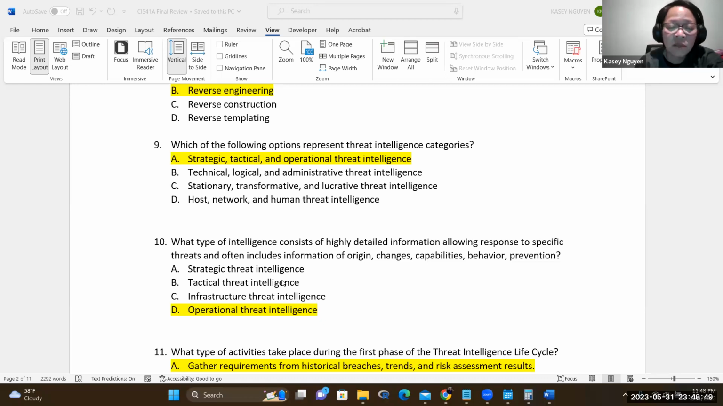And what are some of the prevention measures? So operational threat intelligence really gives us the overall look on what threat exists in our infrastructure, along with how that threat has changed the way we operate day to day.